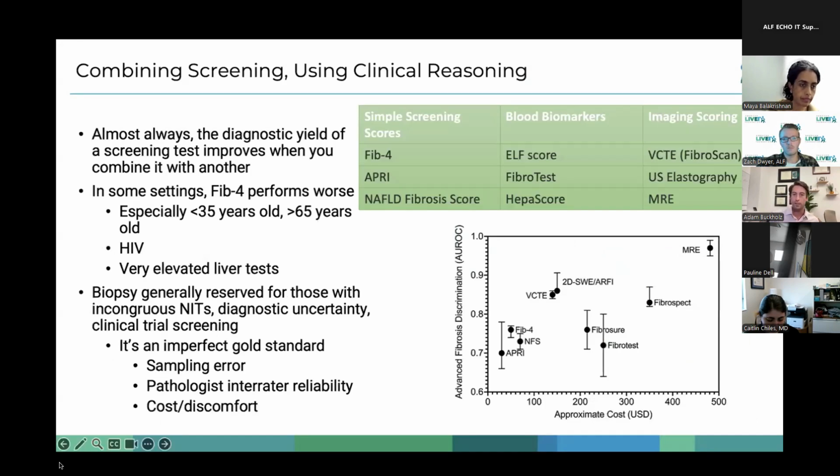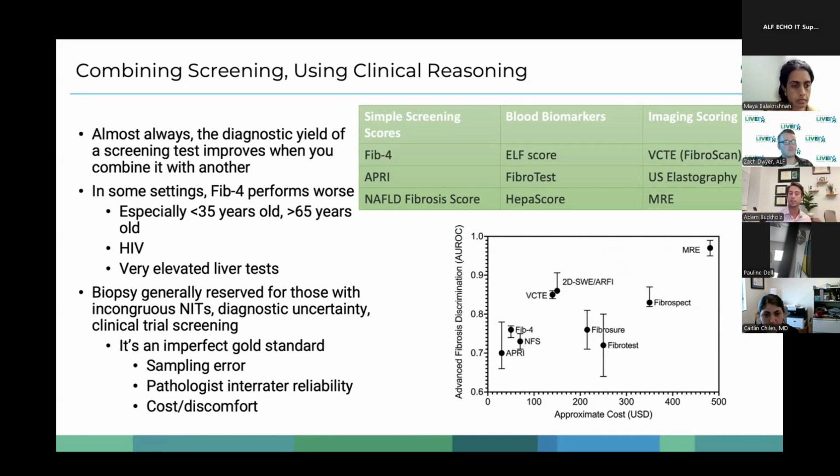Almost always, it's important to use clinical reasoning when interpreting these sorts of scores, and the diagnostic yield of each score is going to improve when you combine it with another. For example, FIB4 plus the ELF score, or FIB4 plus a FibroScan, FibroScan plus an MRE.